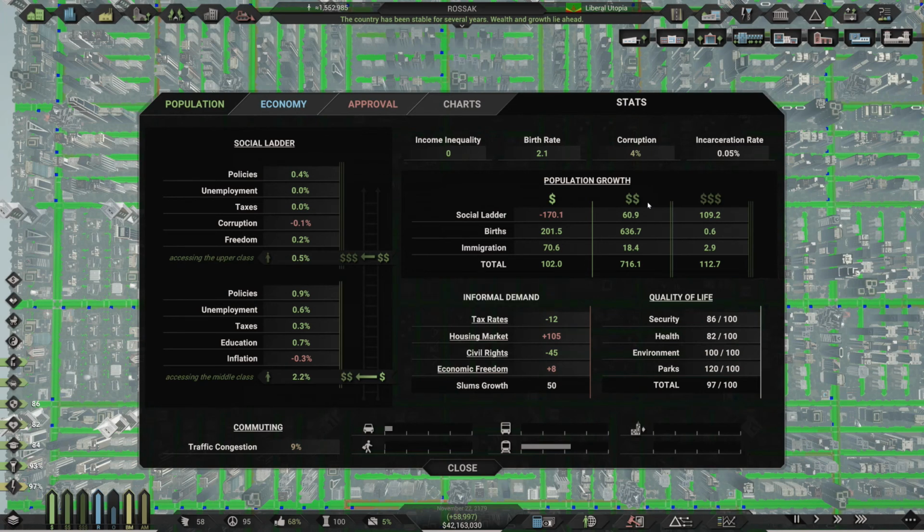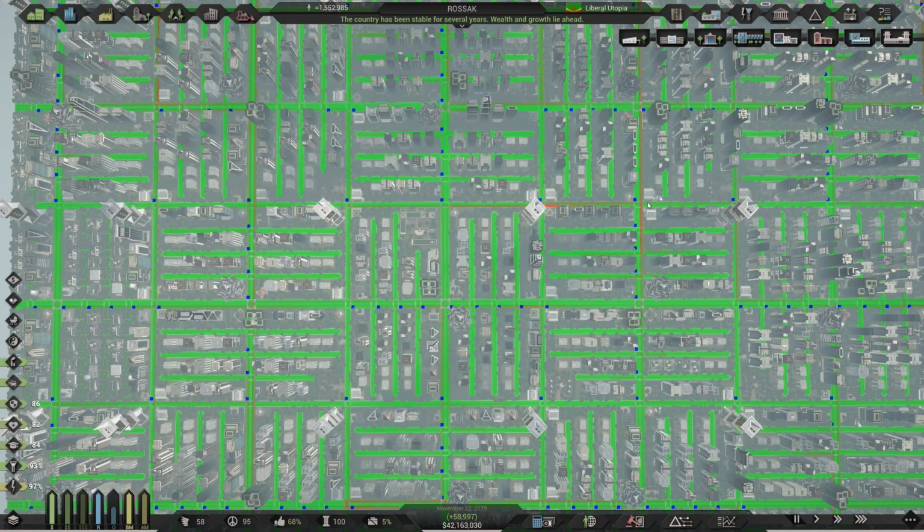You have things like tax rates, housing market, civil rights, economic freedom, slums growth that affect all this stuff. Quality of life over here, the happiness factor, I'm at 97 out of 100. Security is at 86 out of 100. Health, 82 out of 100. Environment, I'm at 100 out of 100. Parks, 120 out of 100. So my total, 97 out of 100. So I wanted to show you the stats screen.